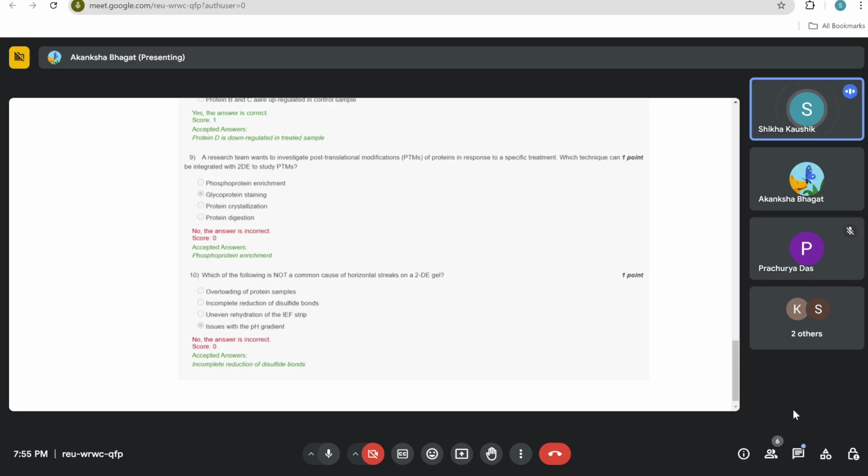Why will we do glycoprotein staining? Ma'am, a glyco group is also added. Here we are doing two dimensional electrophoresis. In two dimensional electrophoresis, what all things can you study when we talk about post translation modification? Glycoprotein staining, which you are suggesting, will not give you post translation modification in a reaction form.